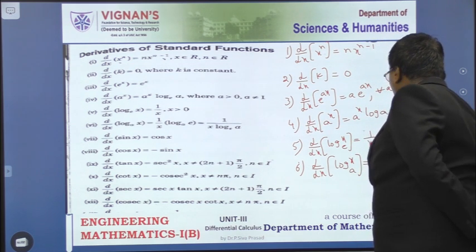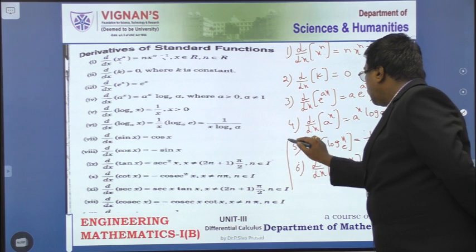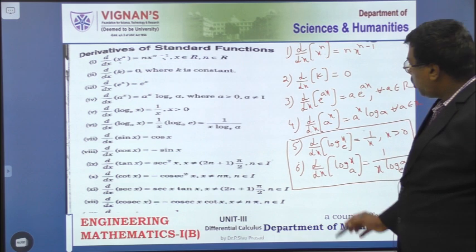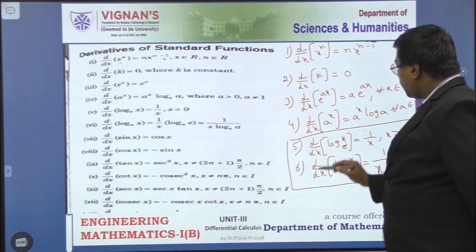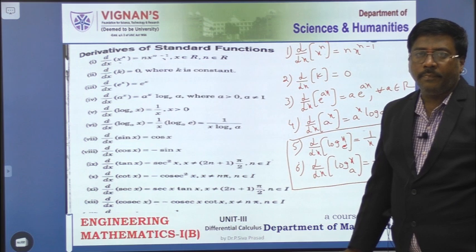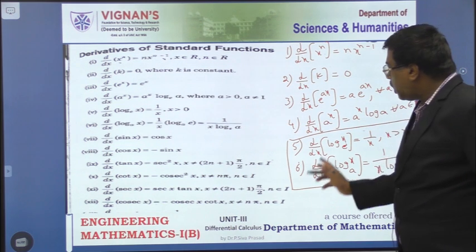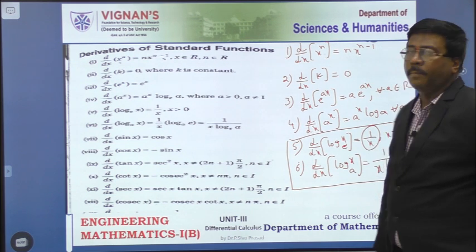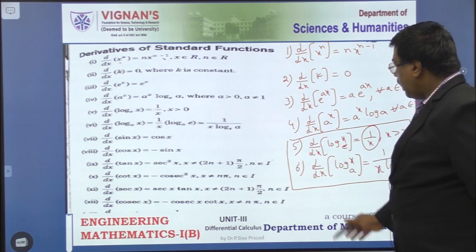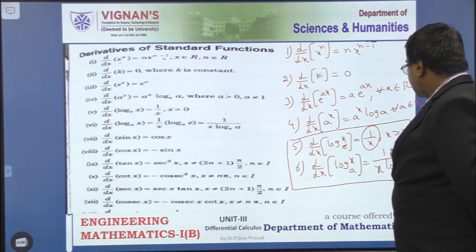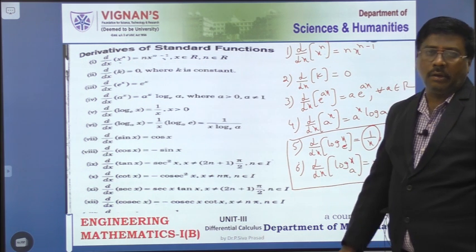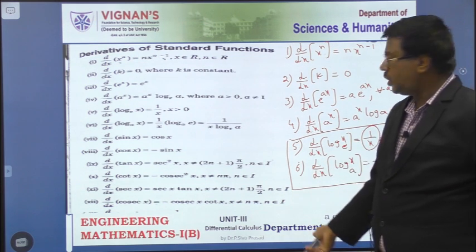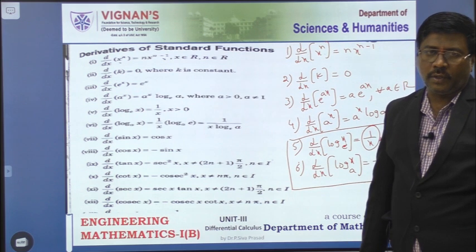Please all of you make the difference between those two. Whenever the base value in the logarithm is e, then automatically this is the natural logarithm. So if the natural logarithm occurs, the formula for the derivative is 1 by x. And d by dx of log x to the base a is equal to 1 by x into log a. So all these are the formulas for the exponential functions and the logarithmic functions only.